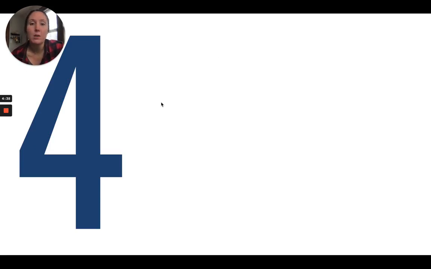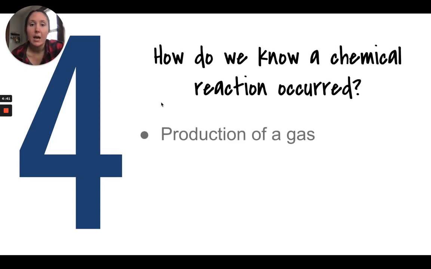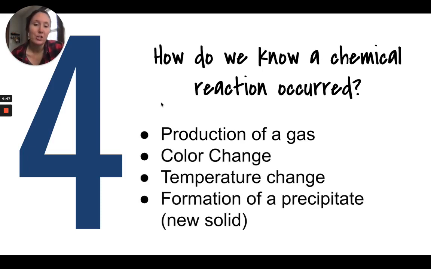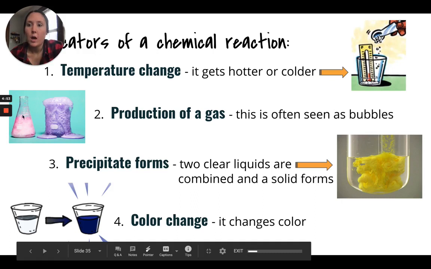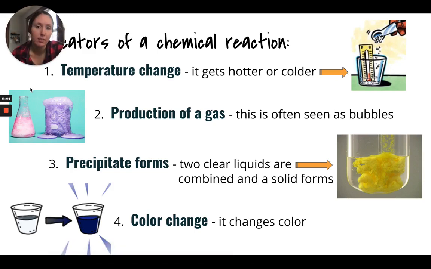Typically, we say there are 4 signs of a chemical reaction, and those are production of a gas, color change, temperature change, and formation of a precipitate or a new solid. So, the four signs of a chemical reaction are: one is a temperature change or the production of heat or light. It gives off heat, it produces light, or it gets colder. Production of a gas is another sign of a chemical reaction. We often see this as bubbles or fizzing when the reaction's happening.